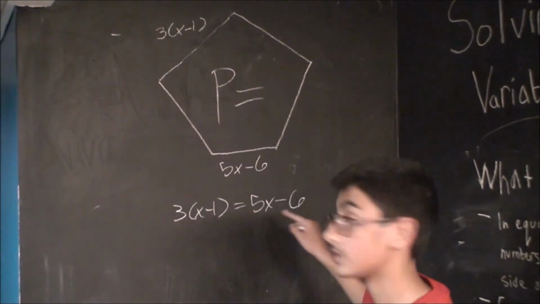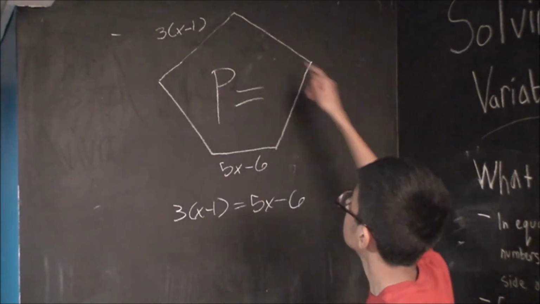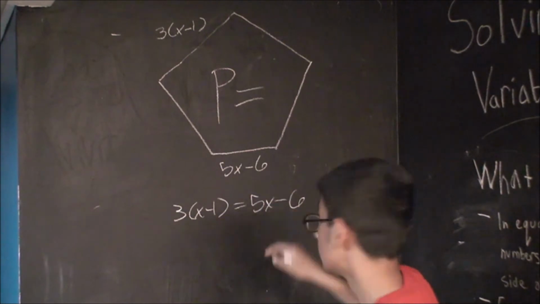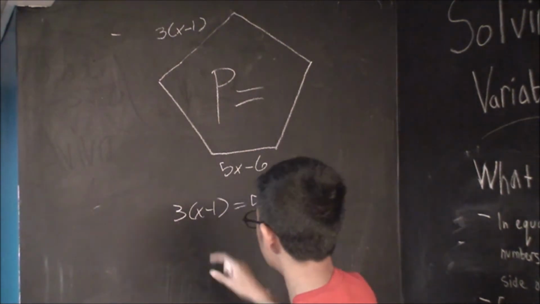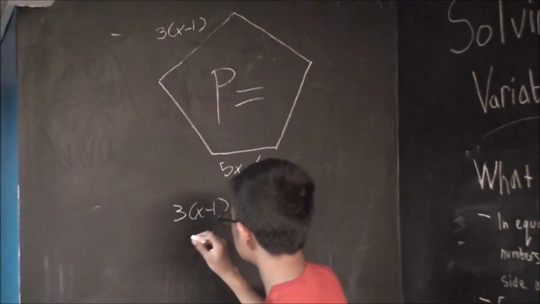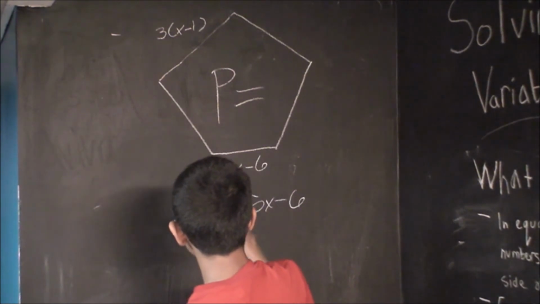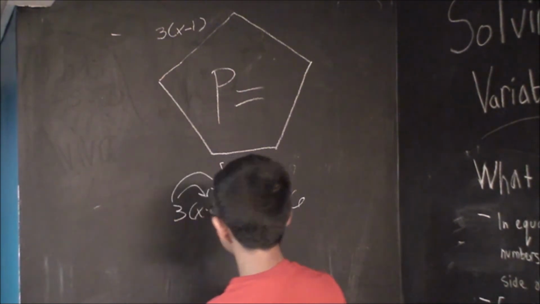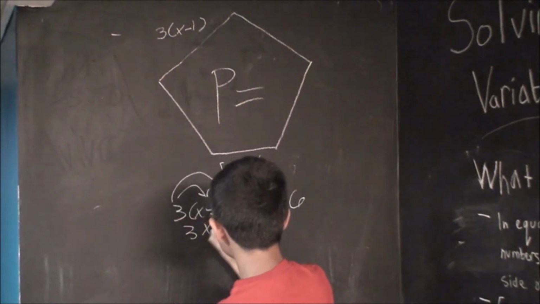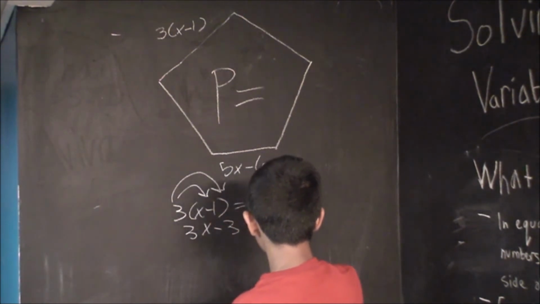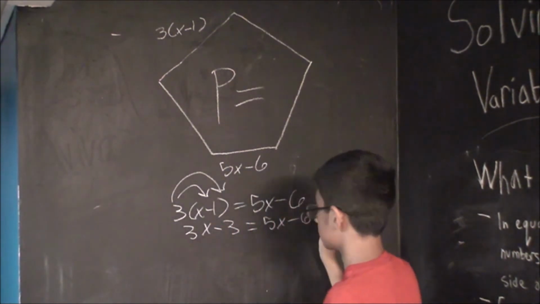As you can see, we have a pentagon here, and our goal is to find the perimeter. So they gave us two equations. So we're going to set them equal to each other, and one of them has a distributive property. So we're going to multiply that. So you distributed 3 to the x, and distributed the 3 to the 1. So that'd be 3x minus 3 equals 5x minus 6.